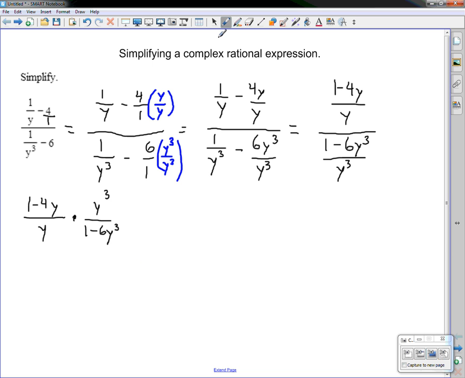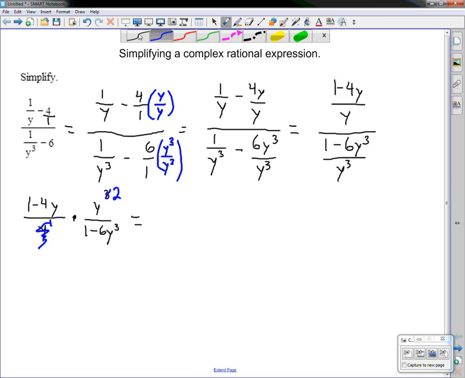Now we can reduce a little bit. So I notice that this y and the y cubed reduce. Remember, there's the power of 1 up here. So when I take 1 away, that gives me a y squared here, and that reduces out. Now the only way I can reduce these is if they factor a little bit. 1 minus 4y doesn't factor. 1 minus 6y cubed doesn't factor.